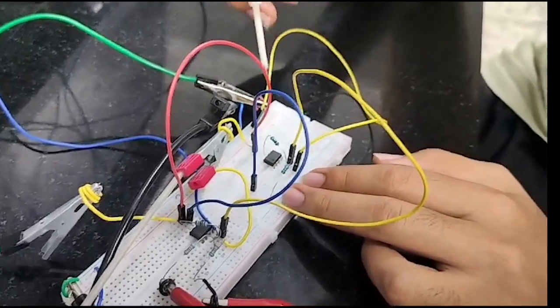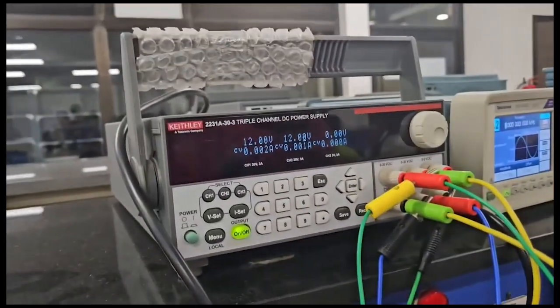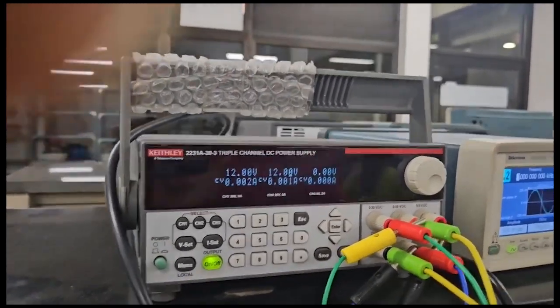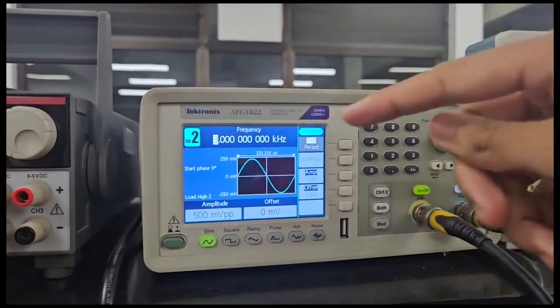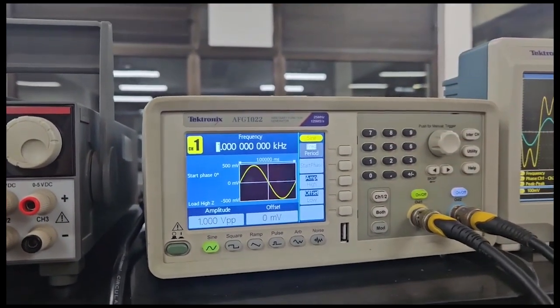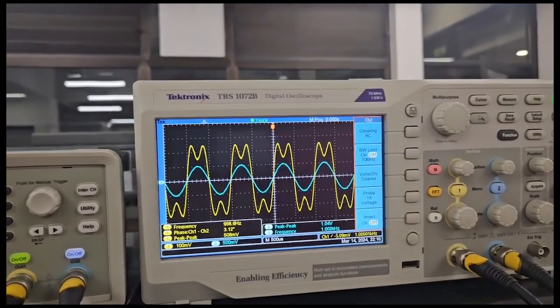Okay, let's see the graph in the oscilloscope. Here we have our power supply. We are supplying a voltage of 12 volts. This is our signal generator, where signal 2 is 3 kilohertz and 0.5 VPP, and signal 1 is 1 kilohertz and 1 VPP. Now we are moving on to the oscilloscope.